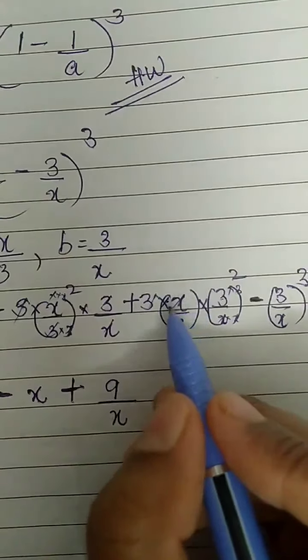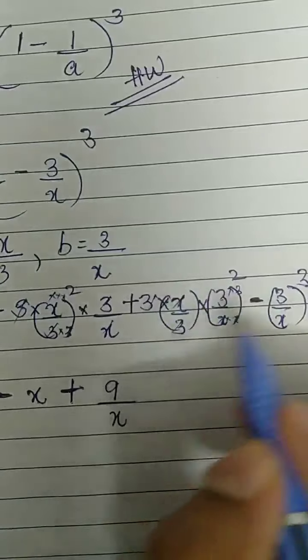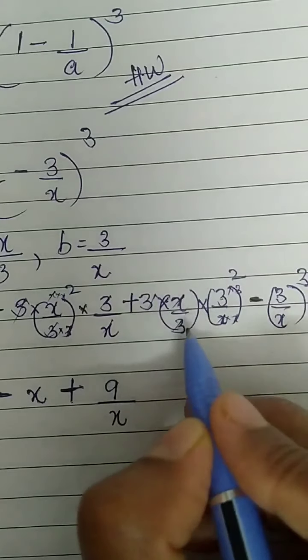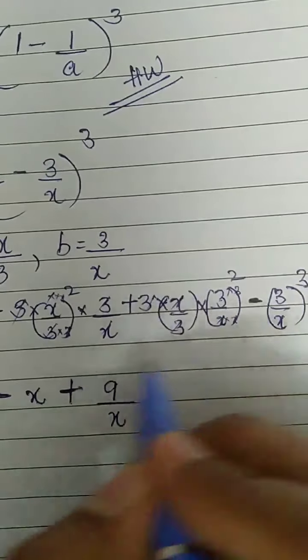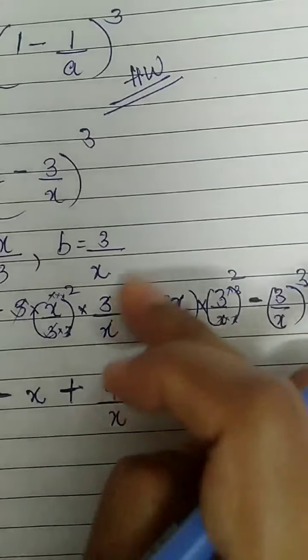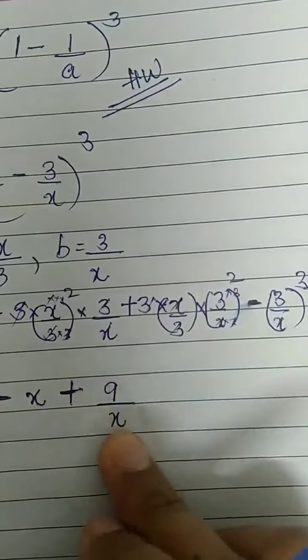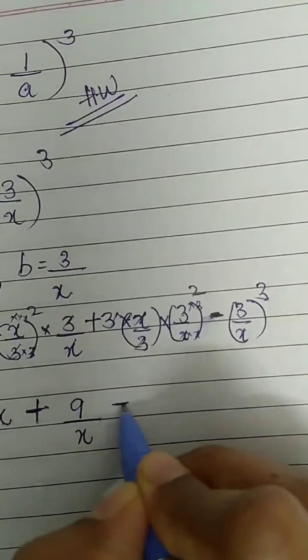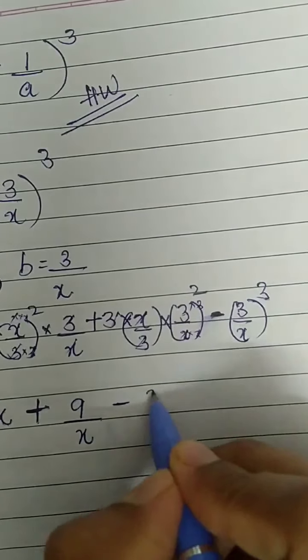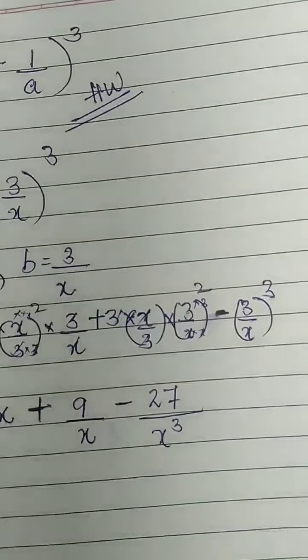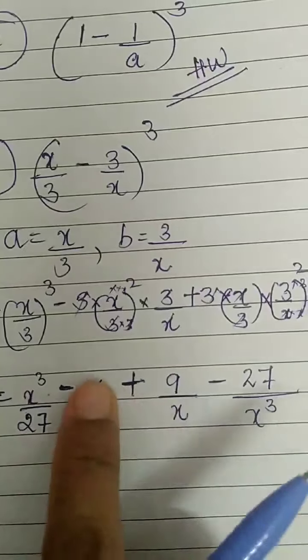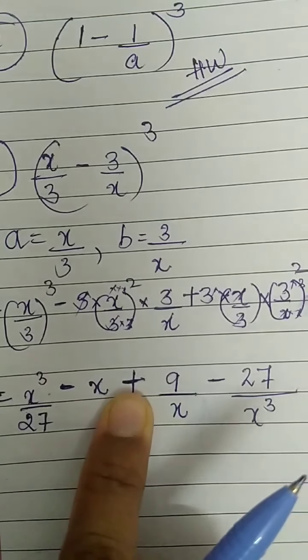Check once again. You can write one more step and solve, like 3 into x upon 3 into 3 upon x into x. There you will be very much clear, no mistake. But if you can calculate in your mind, you will get this as the answer. Minus 3 into 3 into 3, 27 upon x cube. As I told you, don't cancel these two. You have a plus sign in between. Okay.